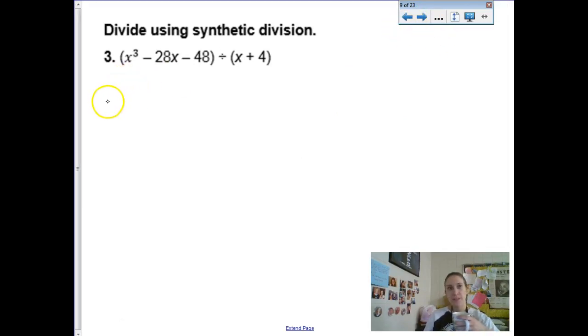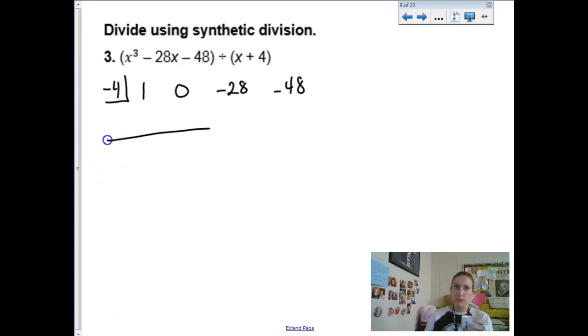So when you set up synthetic division, you put the solution to your divisor in the box, so negative 4. And then you have to watch out for standard form. So the coefficients are 1, and then there's no x squareds, and then negative 28, and then negative 48. So you always start by bringing down your lead coefficient. And now it's a series of multiplies and adds. So you're going to multiply by the divisor solution. That's negative 4. Add up the column, negative 4.